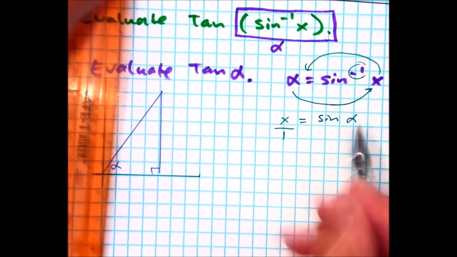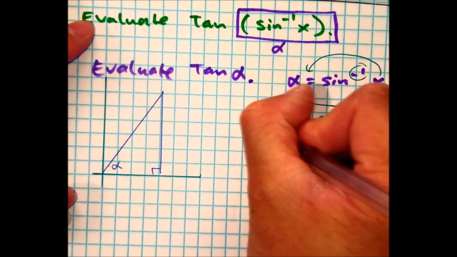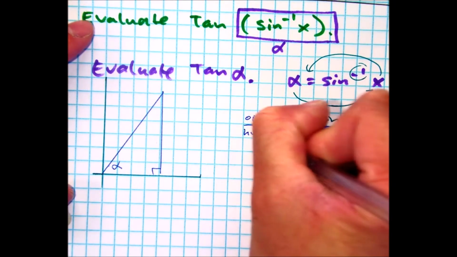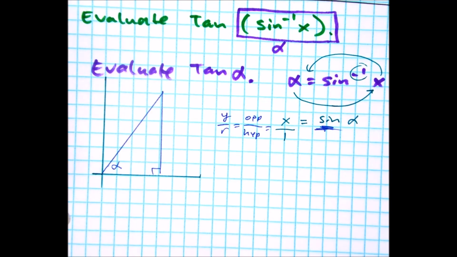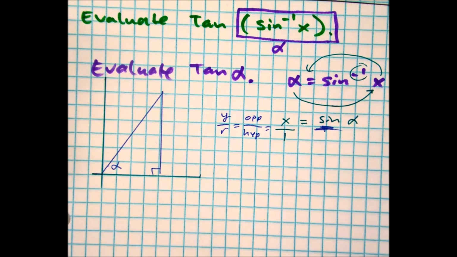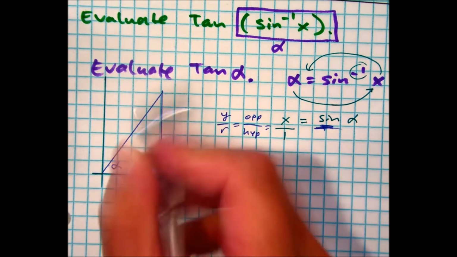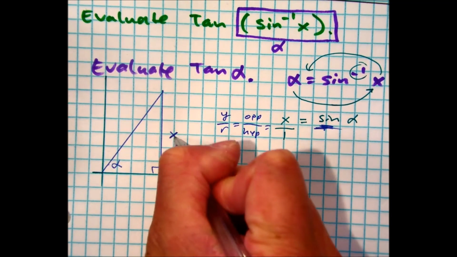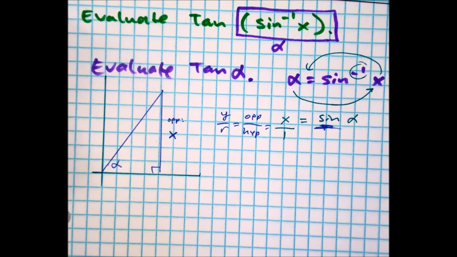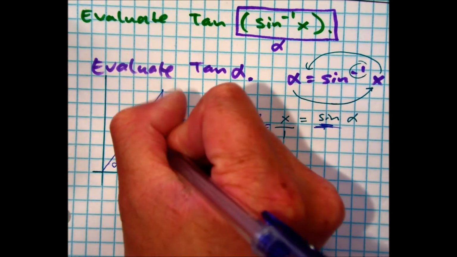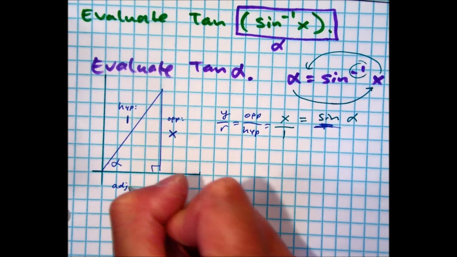Class, what do you know about sine? Yeah, just think back to Friday's lesson, opposite over the hypotenuse, or y over r. So let's go ahead and put those on our right triangle. My opposite side of the angle is x. My hypotenuse is equal to 1. I just need to solve for the adjacent.